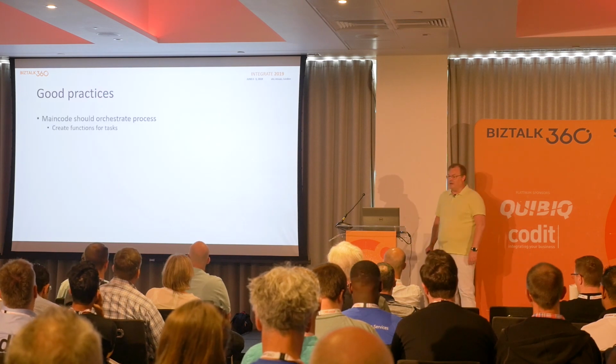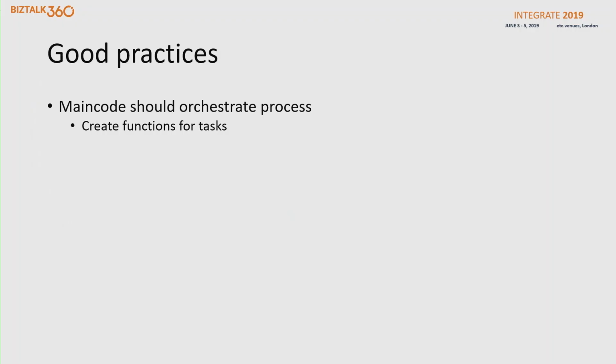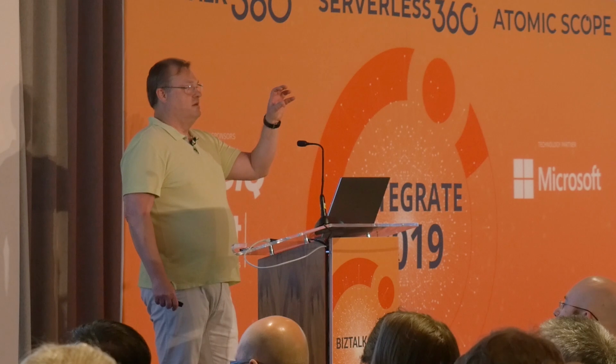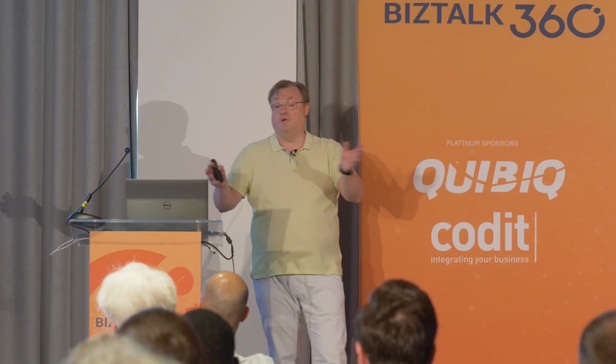Some good practices. Let your main code just orchestrate the process and create functions for different tasks. Here you see you have the main code, just calling install BizTalk, install adapter pack, install CU or feature pack, whatever you want. And you have the functions up, because then the code becomes much cleaner. You see what each step is doing. And if you want to move around something for some reason, move them. It's easier to actually get it to fit in.